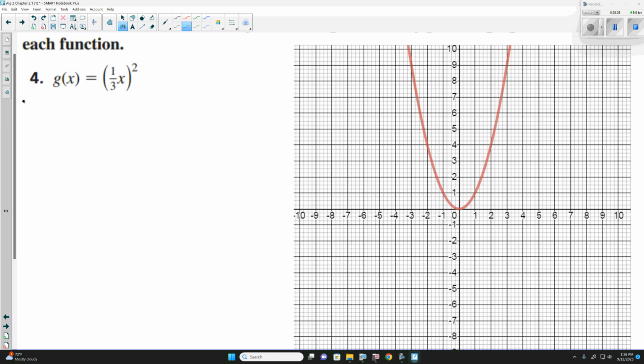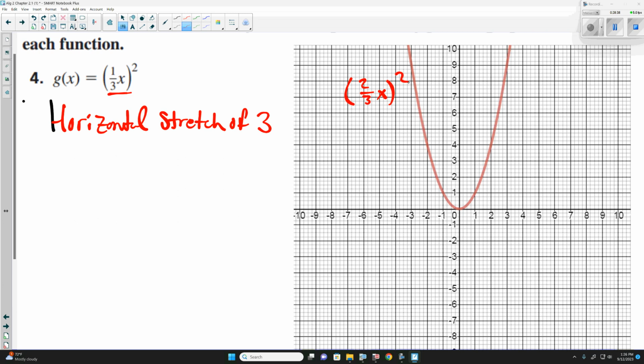Well, let's look at this here. We have 1/3 x squared. Yes. Horizontal stretch of 3. Since it looks like a shrink inside the parentheses, it is a stretch. And we flip that 1/3 to become 3. Now, it's not always going to be 1/3, 1/4 that we've had. I mean, we could technically have 2/3 x squared, which means it's a horizontal stretch of 3/2. We just flip it.